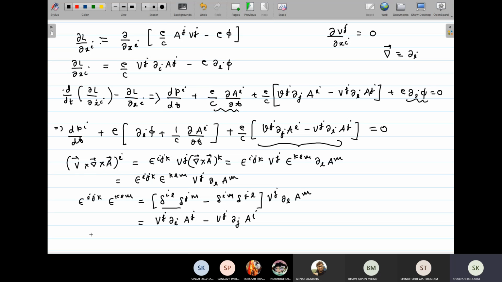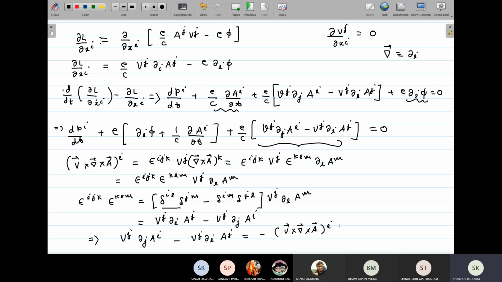So this implies that this quantity, Vj ∂J Ai minus Vj ∂I Aj, is nothing but minus the ith component of V cross (∇ cross A). Okay, so I can replace this by minus the ith component of this expression.